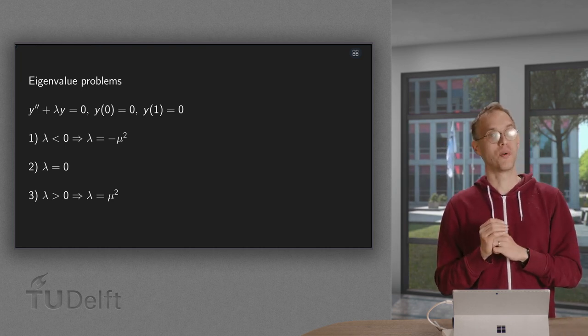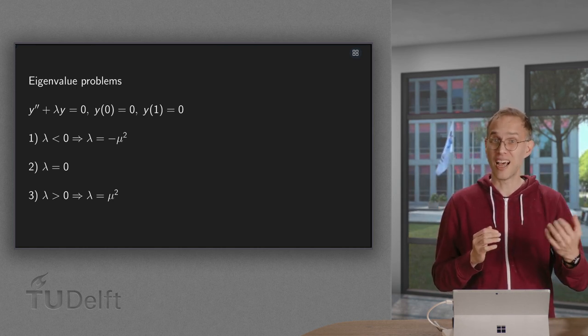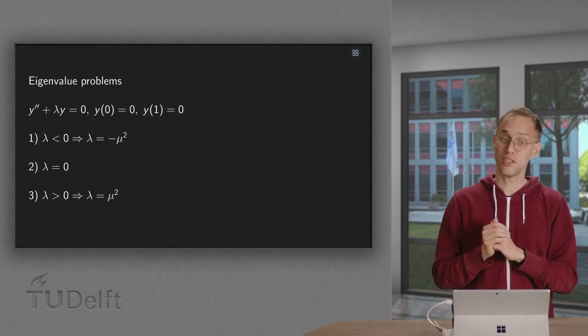How can we deal with these problems? And why are they called like this? Did we not have an eigenvalue problem in linear algebra? You will learn all of this in this video.